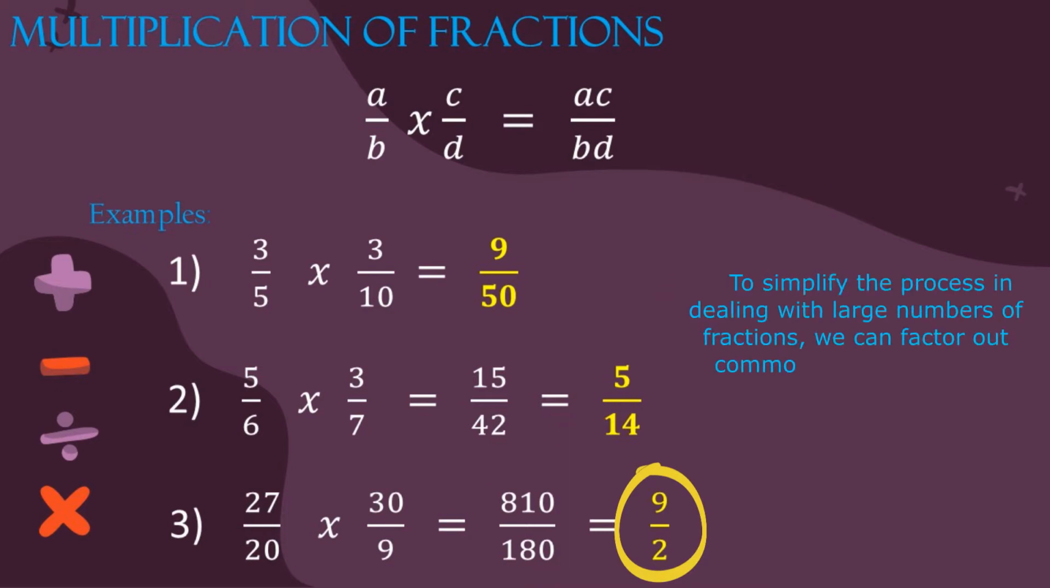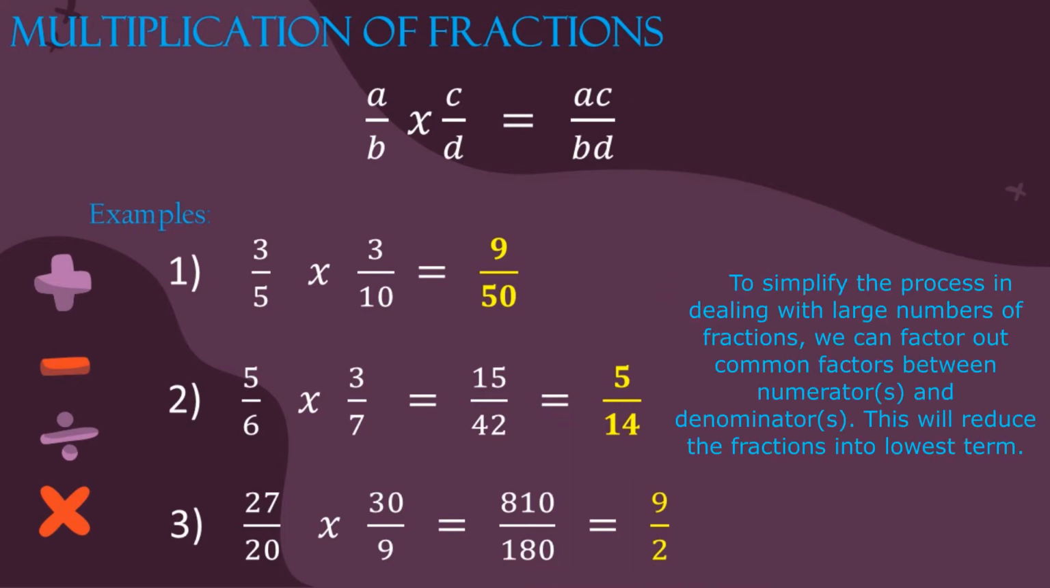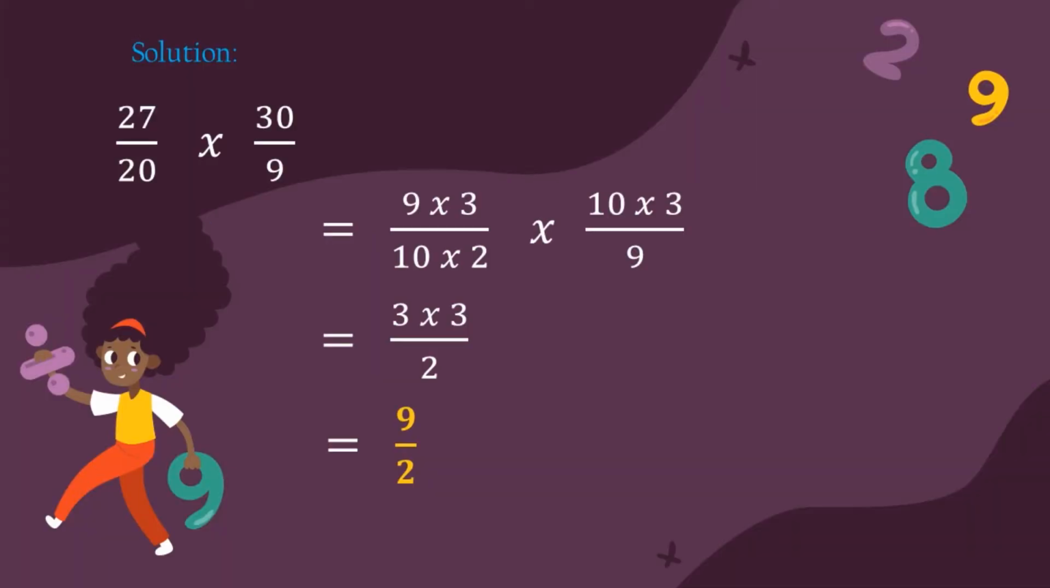Para mas madali ang pag-simplify kapag mataas na numbers ang given sa fraction, pwede natin kunin yung common factors ng numerator at ng denominator. This will reduce the fraction into lowest terms. Get the factors of the fractions. So 27 will become 9 times 3 over 10 times 2 times 10 times 3 over 9.